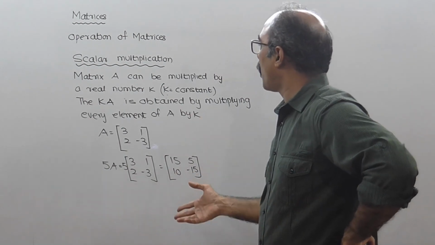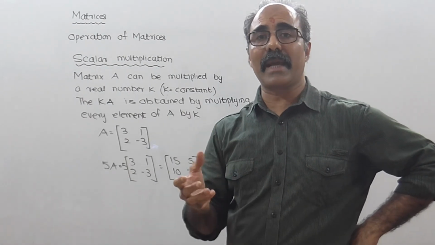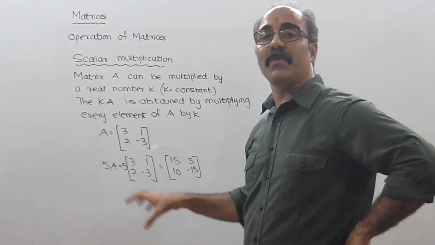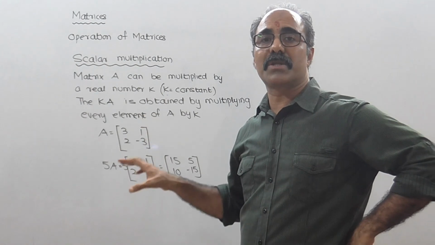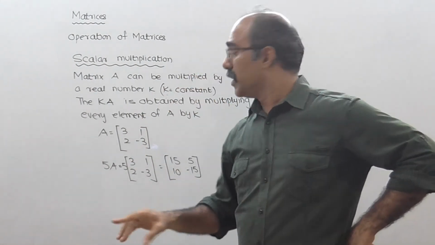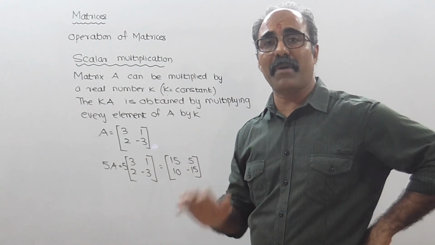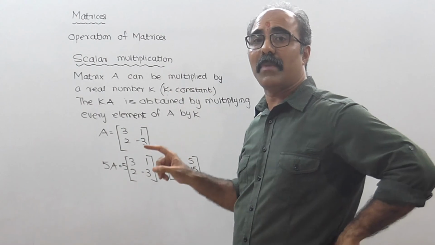What it means is, if you multiply a matrix with a constant k, then every element of the matrix will be multiplied by that constant k. In this case, we are multiplying matrix A by 5, so every element of matrix A has to be multiplied by 5. That is called scalar multiplication.